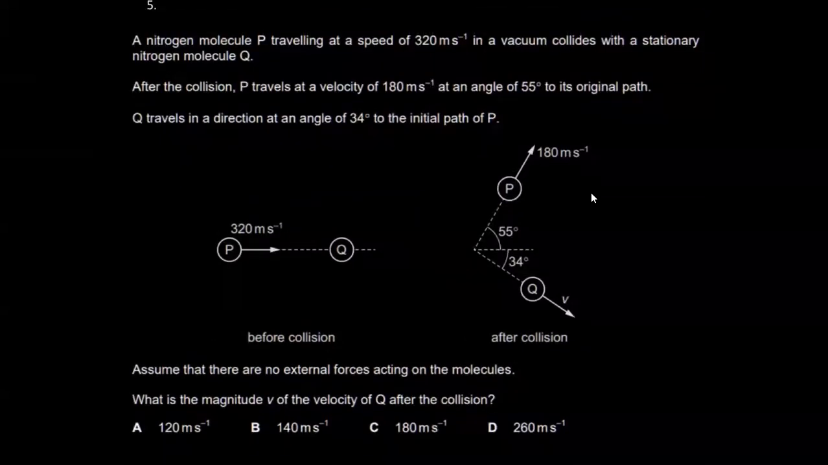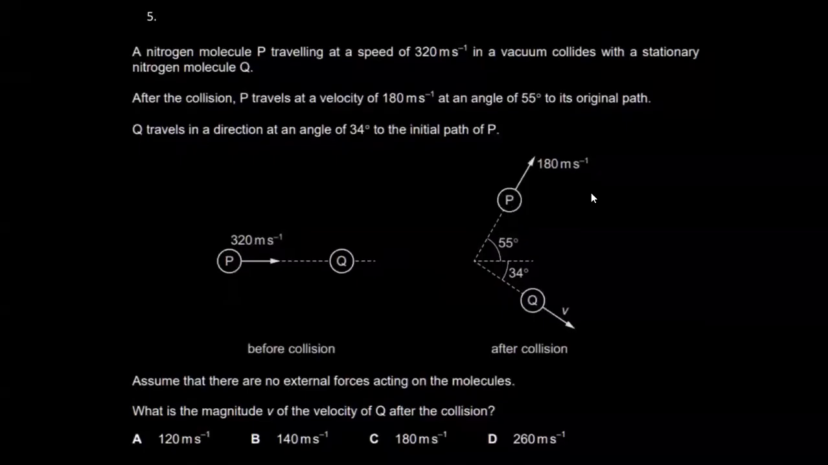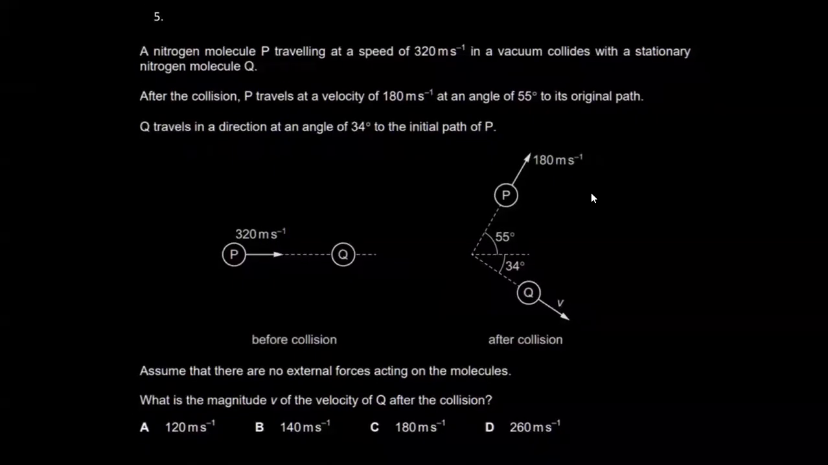Acha. Question number 5. A nitrogen molecule P is traveling at the speed of 320 in a vacuum, collides with a stationary nitrogen. Okay, a very fun fact about this question is a lot of people are really confused. However, they're talking about a nitrogen molecule P and a nitrogen molecule Q. That means N2, right? So basically what they're implying over here is that the mass of both objects is the same. Assume that there are no external forces. What is the magnitude V of the velocity of Q after the collision?